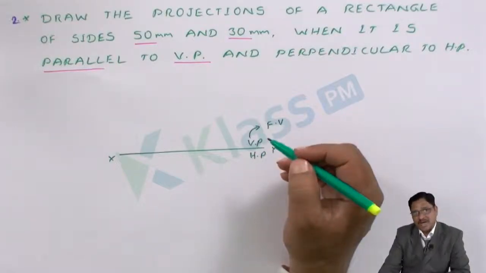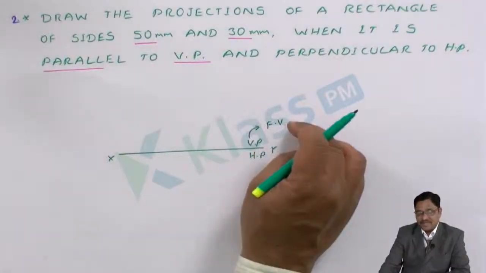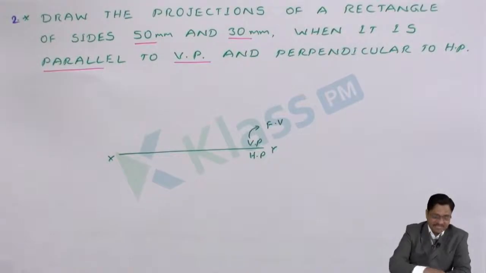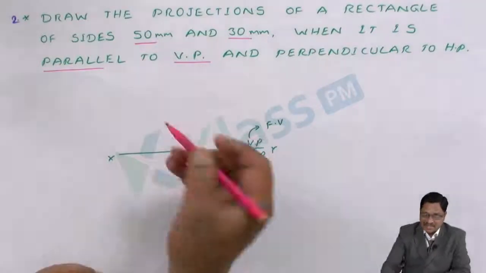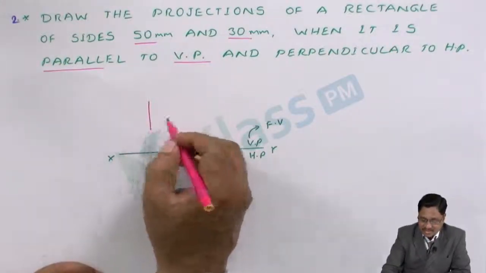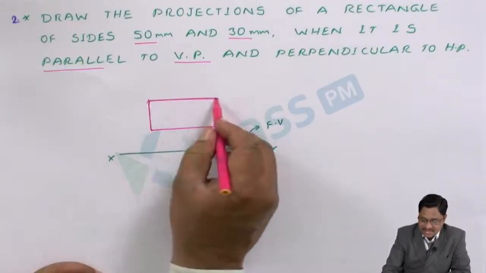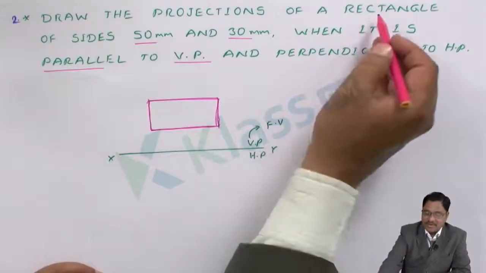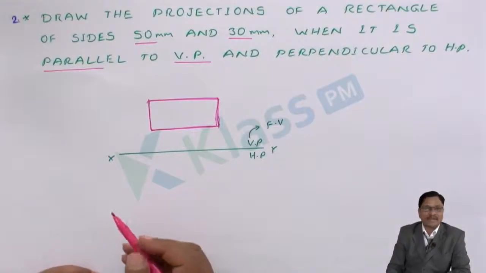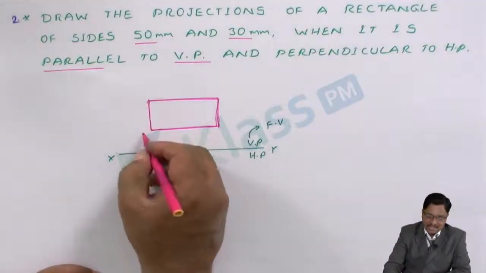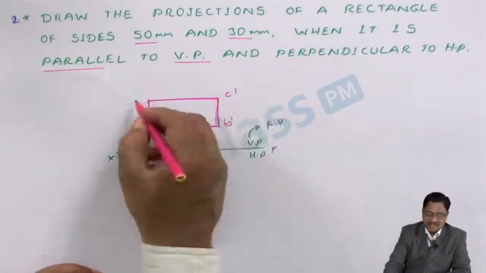Since it is parallel to the VP, the front view we get is a complete rectangle. The front view gives the details of the HP. The HP details are not given, so we do not know how much above, and we can start at any point anywhere. Since it appears as a rectangle, I draw the rectangle fully. Whenever it is parallel, you get the true shape, which is a rectangle, and the side lengths are known. So with 50 mm and 30 mm, I complete the rectangle. For identification, I mark the corners: this is a dash, this is b dash, this is c dash, and this is d dash.